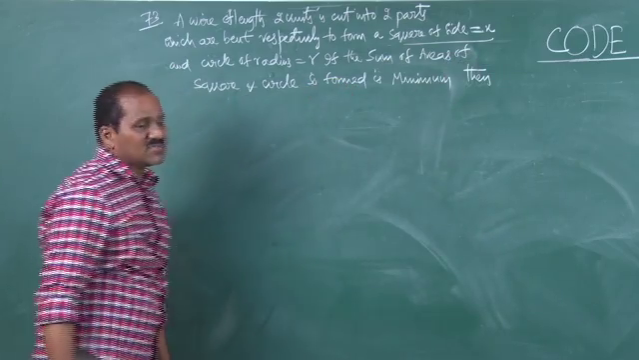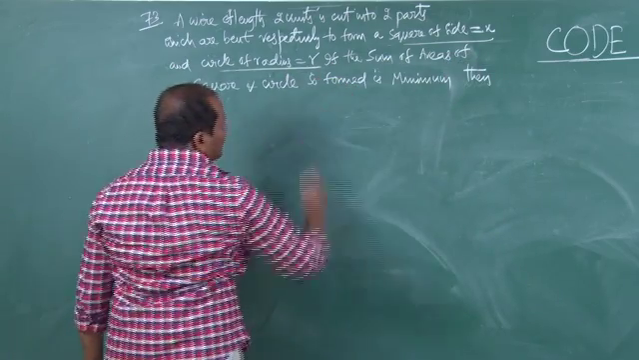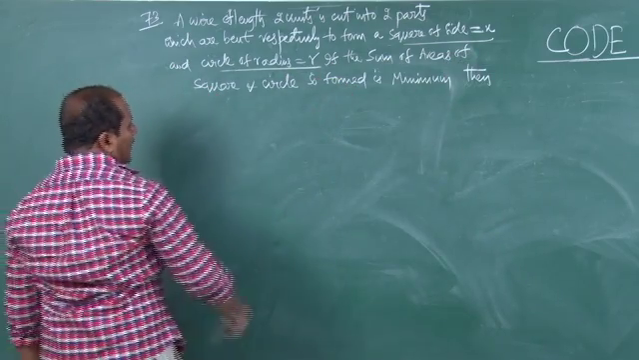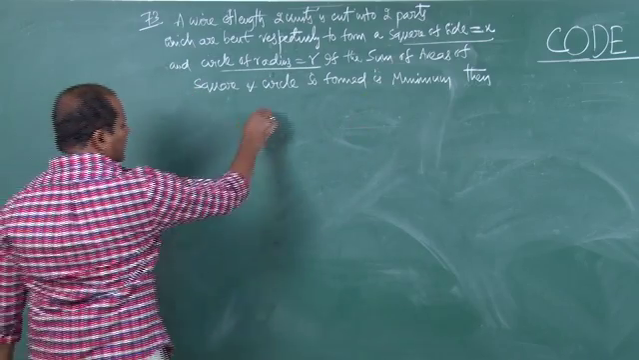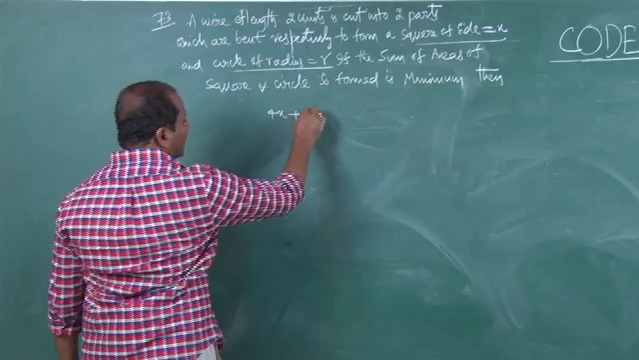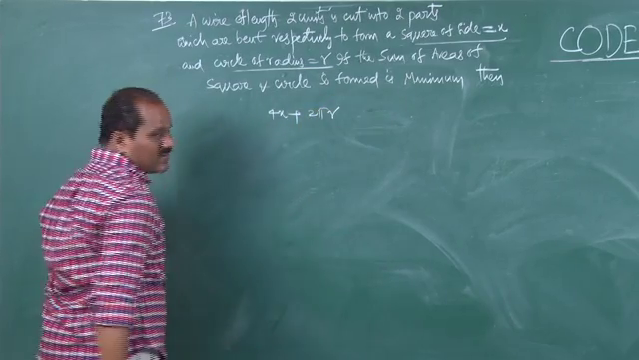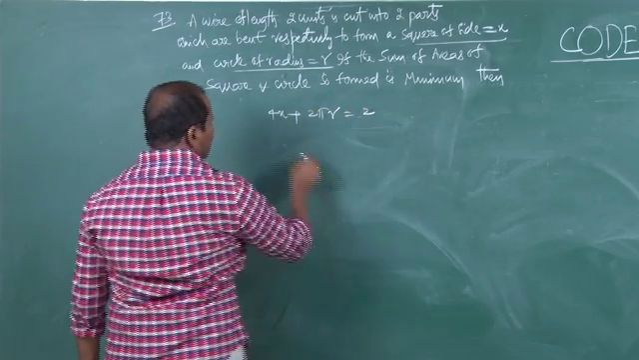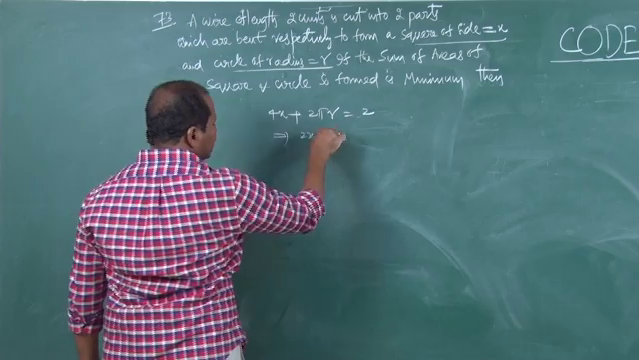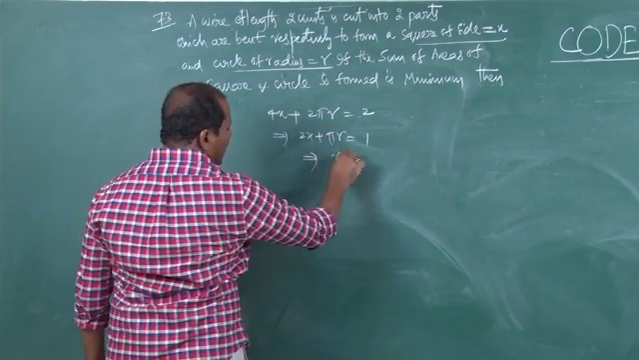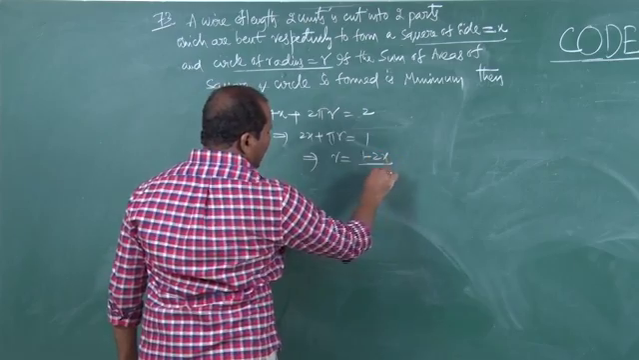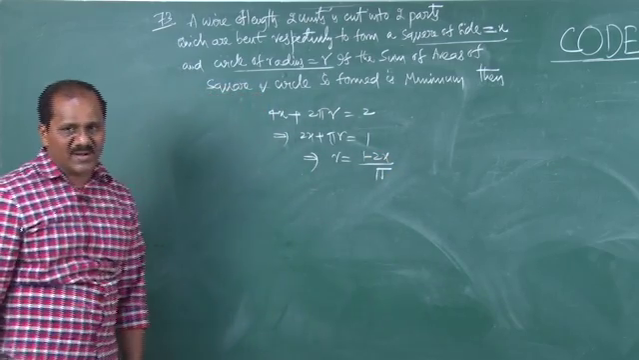For this question, the side of the square is x units, already given, and the circle of radius r units, already given. So, the perimeter of the square plus the perimeter of the circle is equal to 2 units. Perimeter of the square is 4x, and for the circle the perimeter, nothing but the circumference, is 2 pi r, hence 4x plus 2 pi r is equal to 2, so 2x plus pi r is equal to 1 unit, hence r is equal to 1 minus 2x by pi. This is the relation between r and x.